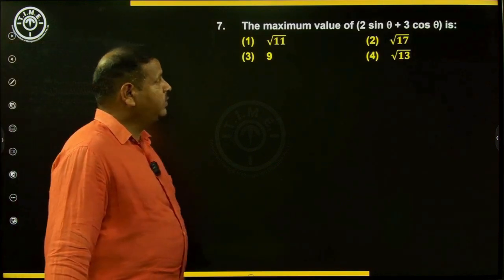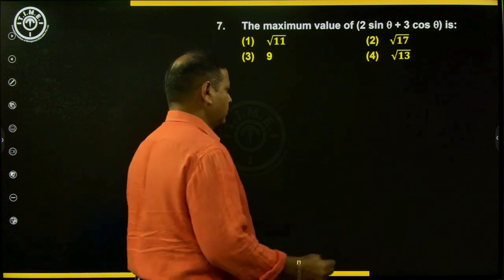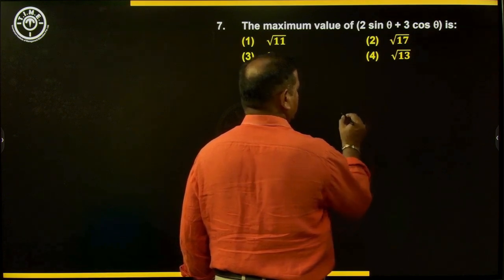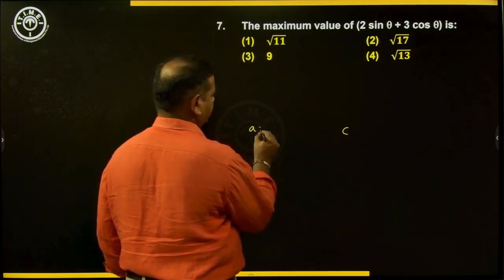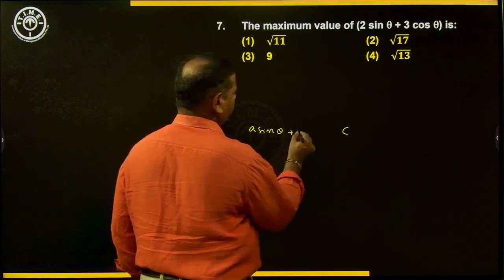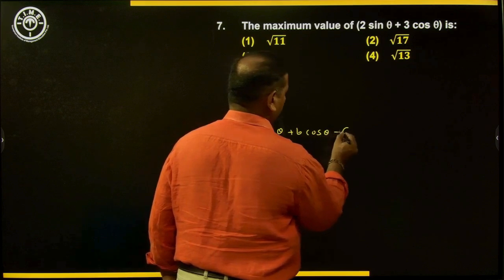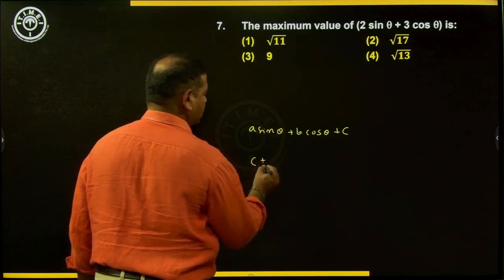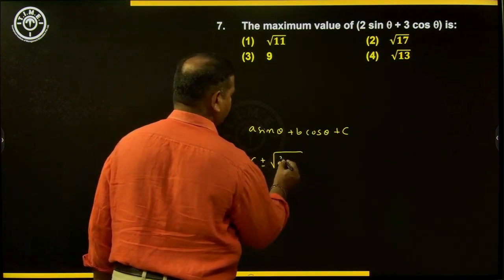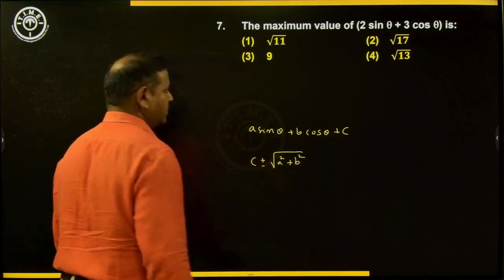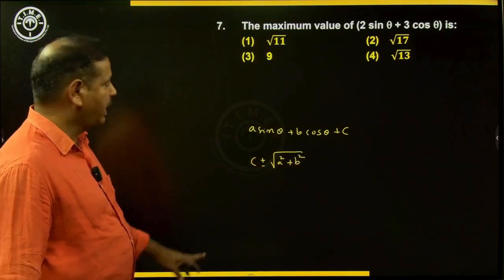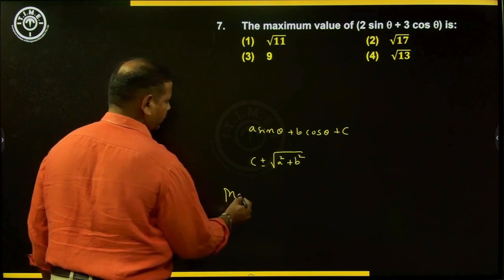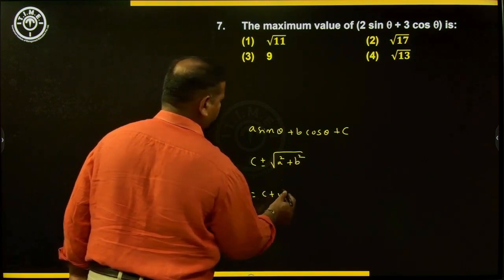Next, the maximum value of 2 sin theta plus 3 cos theta. Say this: wherever the given expression is like a sin theta plus b cos theta plus c, what is the minimum and maximum value of this? How do you calculate this? It is c plus or minus root over a square plus b square. Maximum is plus, minimum is minus. Here he is asking for the maximum value, so maximum equals c plus root over a square plus b square.